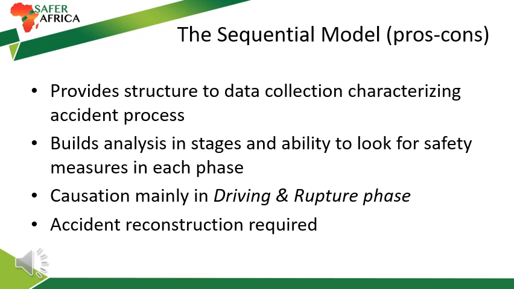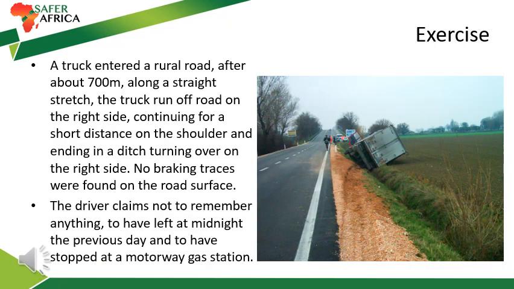However, in order to be able to apply such a model for accident causation analysis, it is necessary to realize a reconstruction of the accident. As an exercise, consider the following single vehicle crash. A truck entered a rural road after about 700 meters along a straight stretch. The truck ran off-road on the right side, continuing for a short distance on the shoulder and ending in a ditch, turning over on the right side.